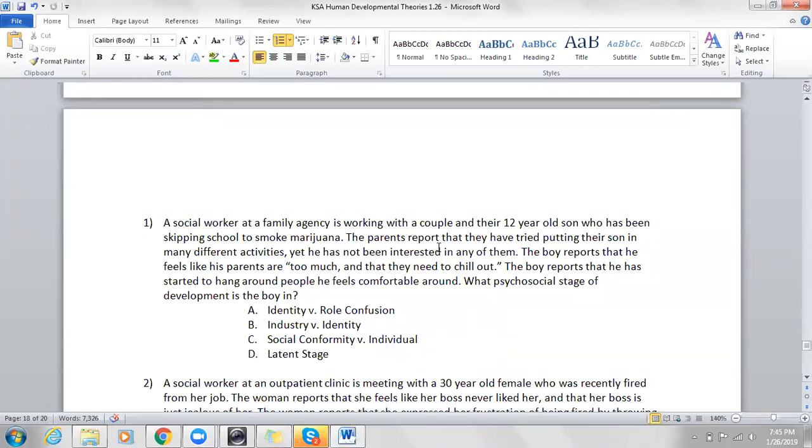Identity versus role confusion, industry versus identity, social conformity versus individual, or latent stage. And when you have your answer, just type the word fill into the chat. And then I'll open the poll.